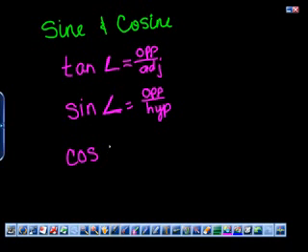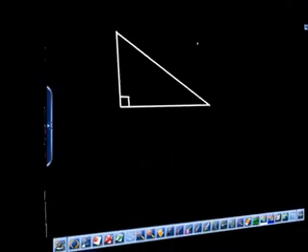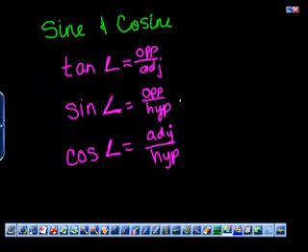Cosine, written COS, of an angle is going to be adjacent over hypotenuse. We just did sine, cosine, and tangent.